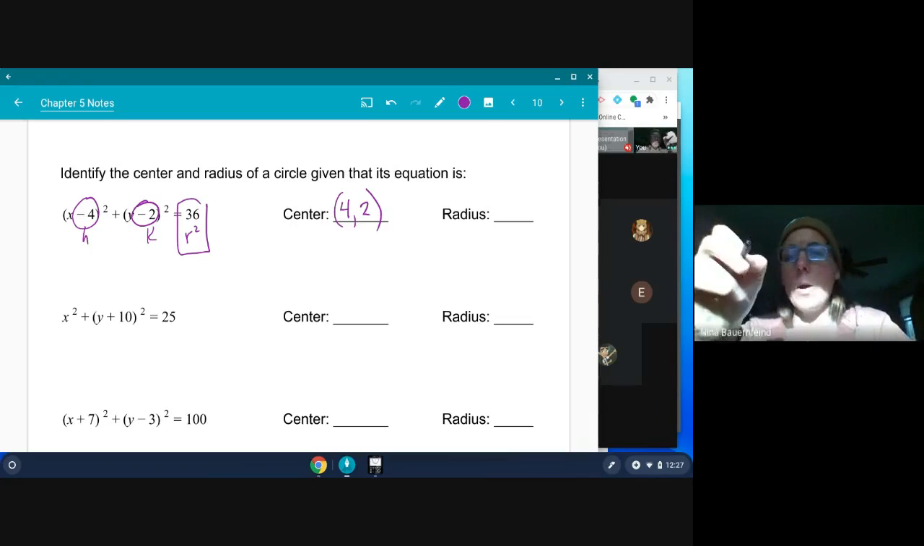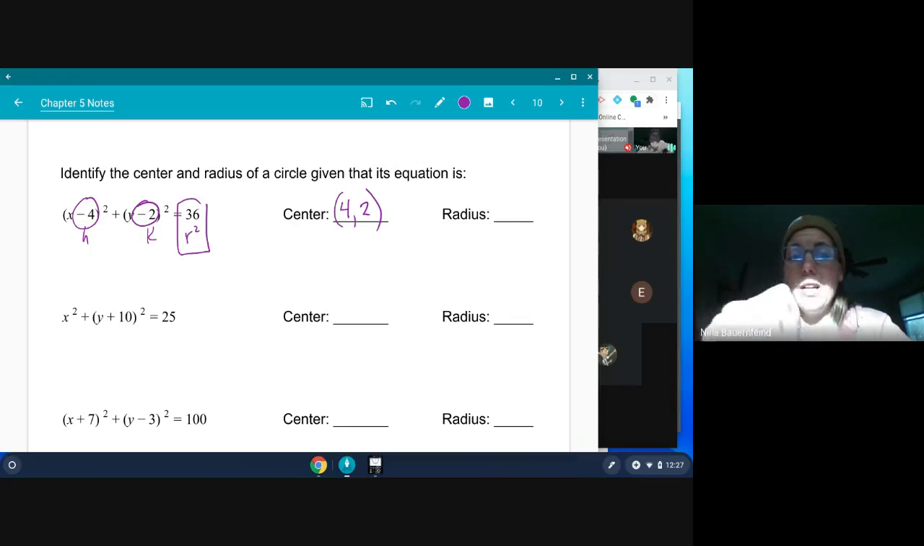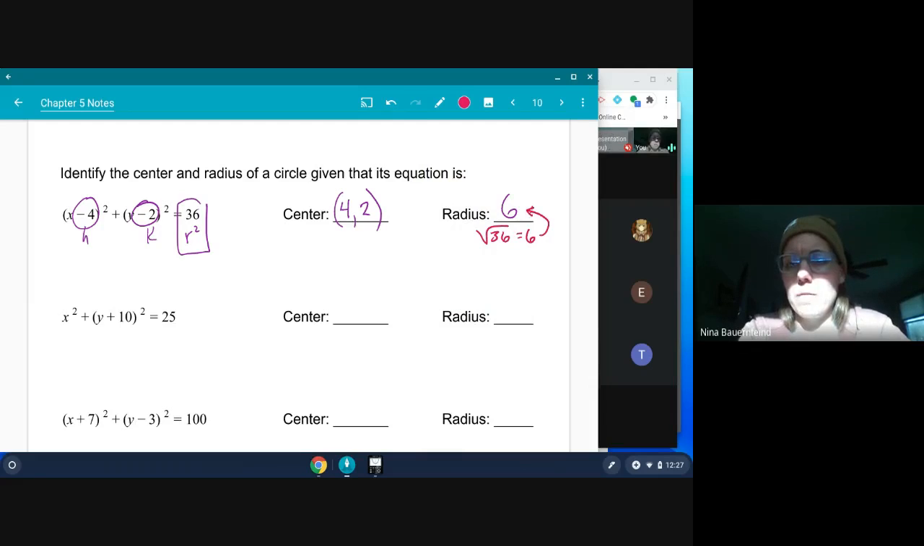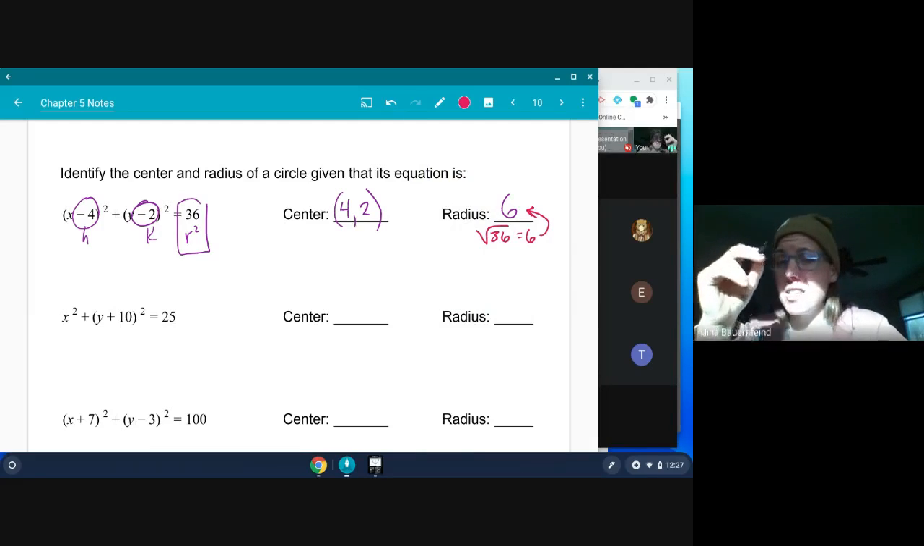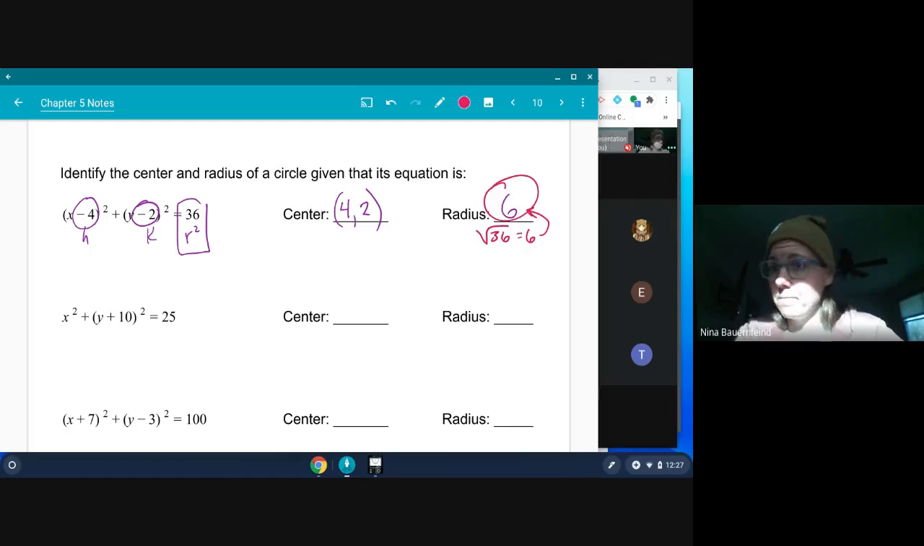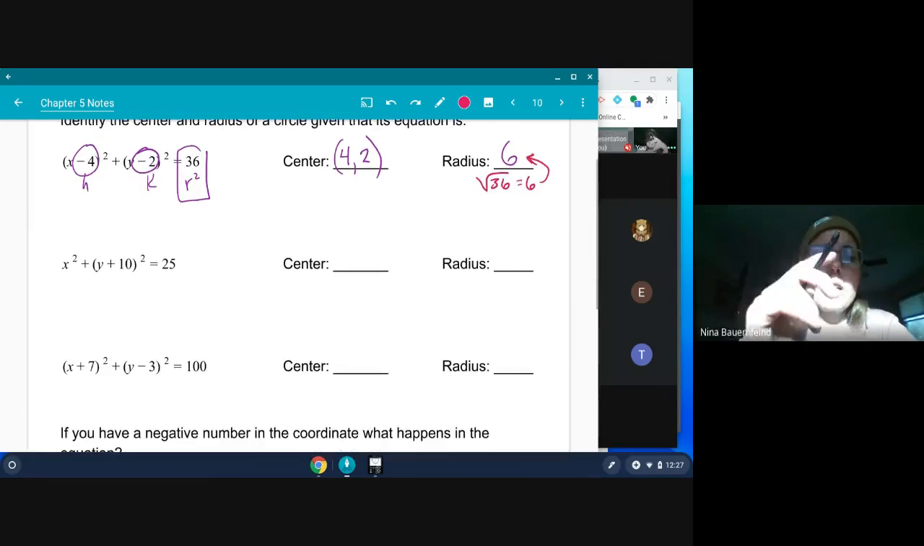What number squared is 36? What is r? 6. If you aren't sure what to do, you go square root of 36. That's 6. That's what's going to go there. A lot of students put 36 right here, and that's wrong. You need to do the square root, okay? All right, let's do one more together.